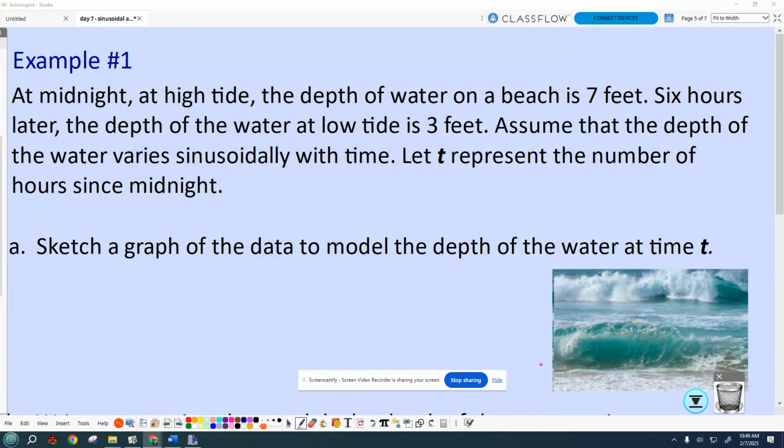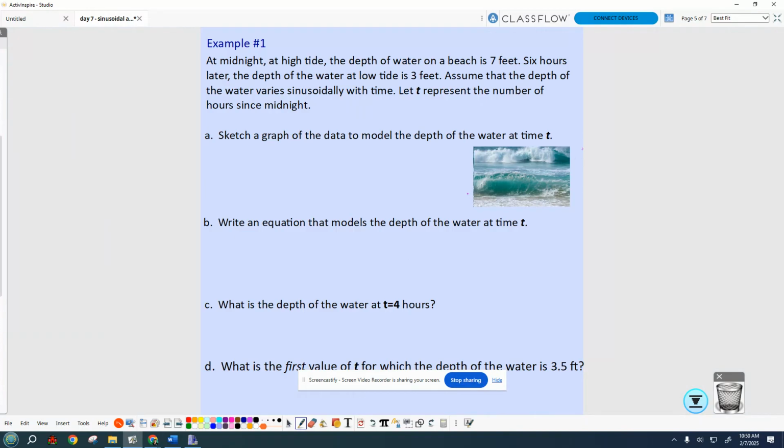So, can you guys, with the person next to you, try sketching this and seeing if you can pull out the information? What's the amplitude? What's the period? What's the B value?